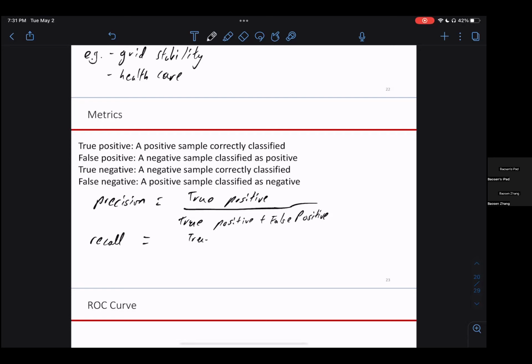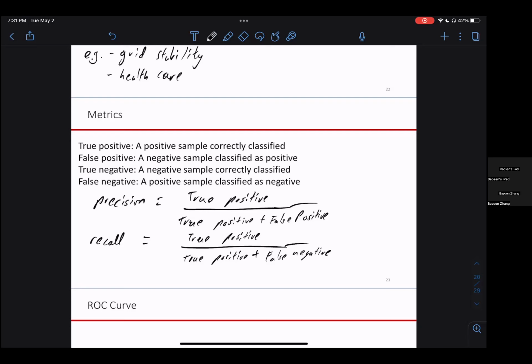This is the true positive over the true positive plus the false negative. So recall is basically, of the things that are actually positive, how much did you get correct? Whereas for precision, of the things you classify as positive, which fraction of it is correct?